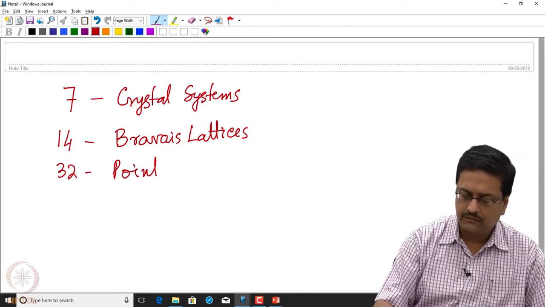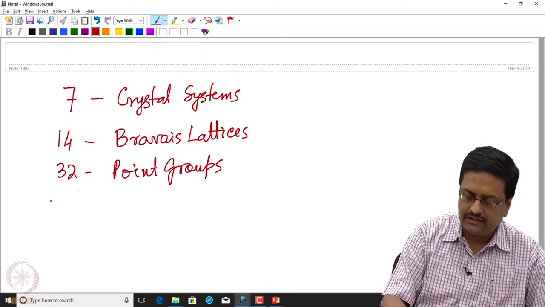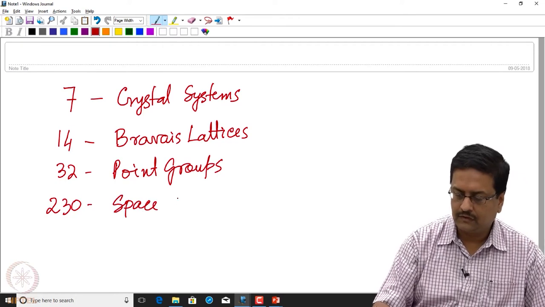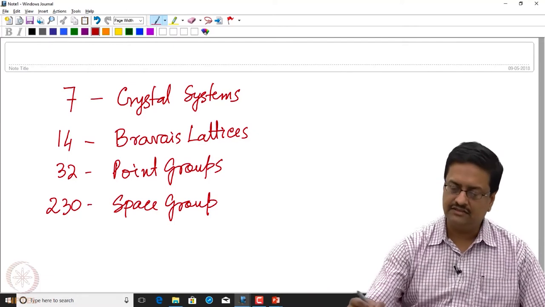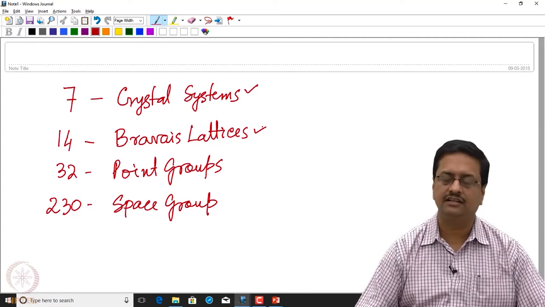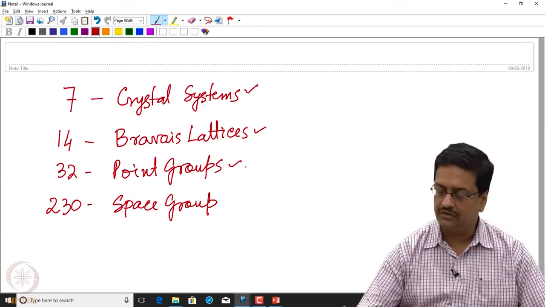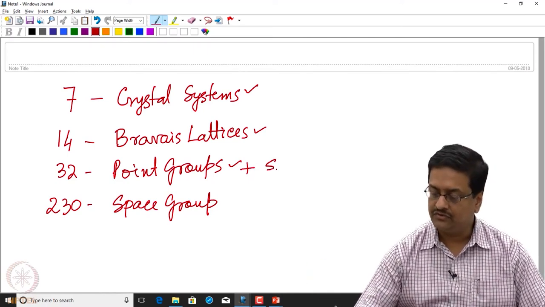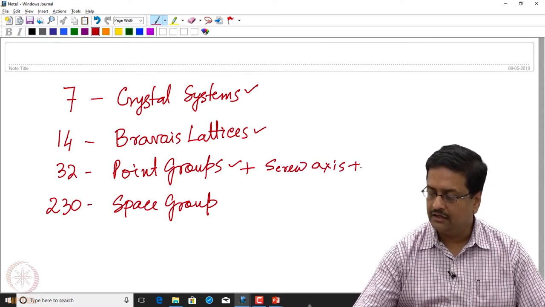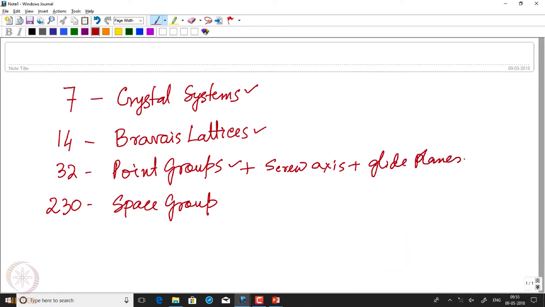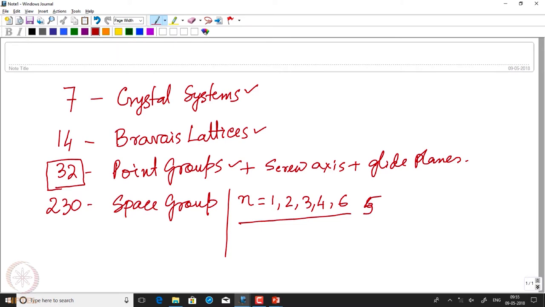Point groups, and we just indicated that there are 230 space groups which utilize these 7 crystal systems, 14 Bravais lattices, and the symmetry elements that are present in 32 different point groups, and in addition we have 2 types of symmetry elements, screw axis and glide planes. So now, as I indicated, the number 32 is restricted simply because the crystallographic symmetry elements, the principal axis of symmetry, which we identified as n, has a restriction of 1, 2, 3, 4 and 6 only, and there is no chance of having a 5-fold symmetry.